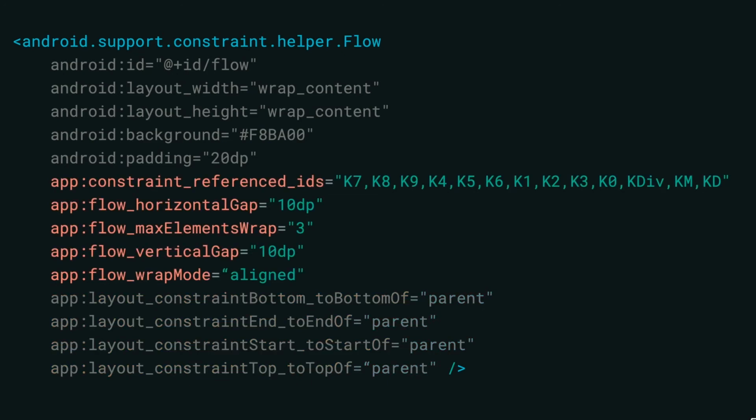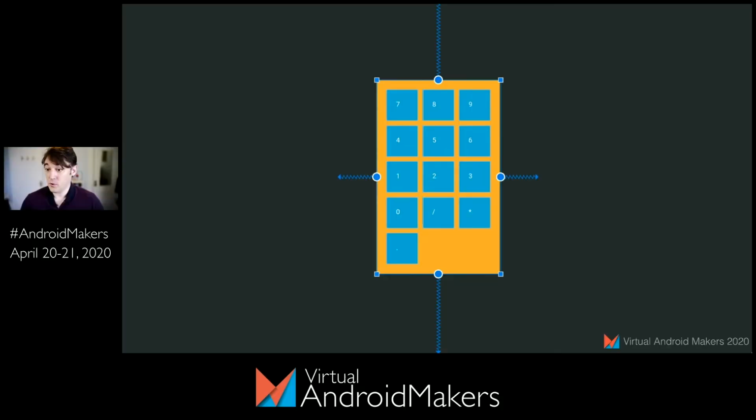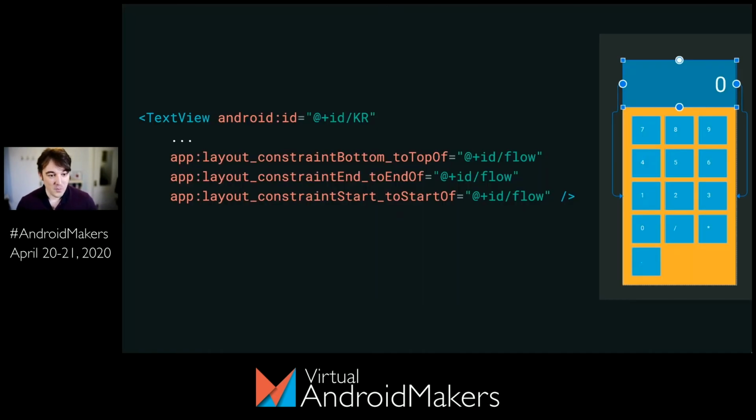And you got the reference IDs line that essentially will list all the elements you want in that flow. And then you have a bunch of attributes that you can set to decide how you want that to behave. And here, for example, I'm wrapping after 3 elements, I have some gaps, etc. So this is what you end up with. And it should be, one, a lot easier to build, but also, and that's what I'm more interested in, it should be a lot easier to maintain going forward.